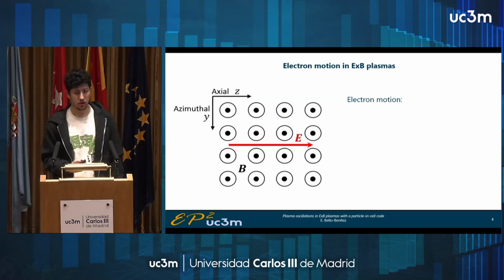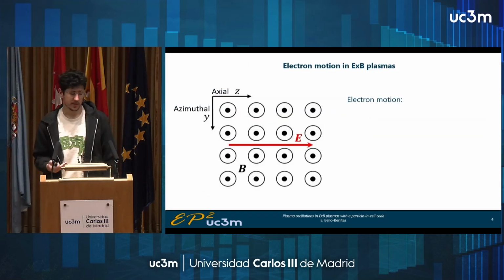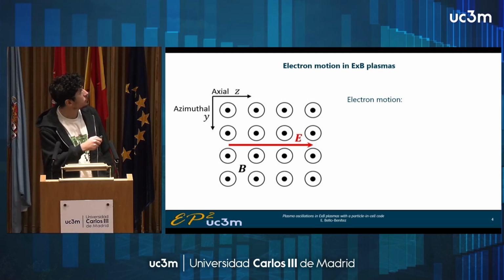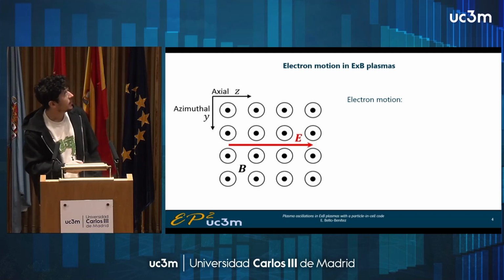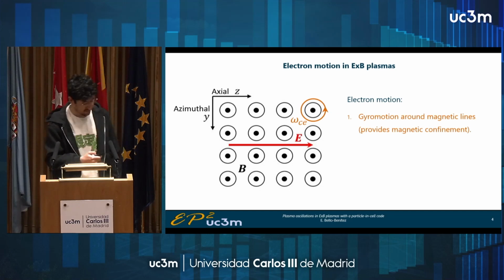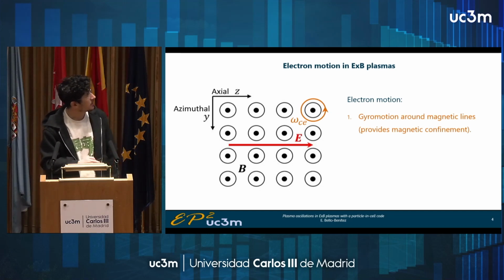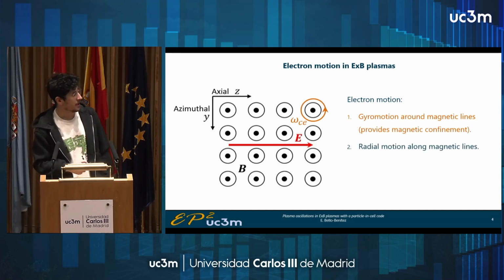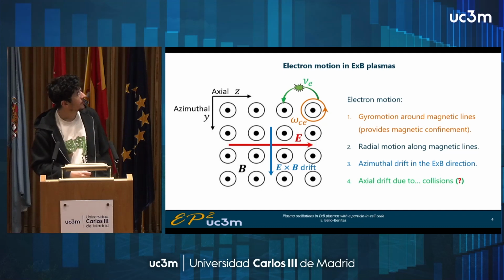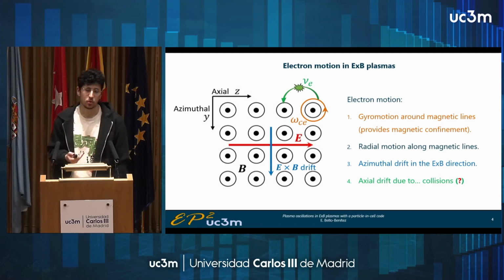okay? And this is not only a problem of Hall effect thrusters, it's a problem of other E cross B plasmas, okay? And in these kinds of plasmas, in which you have mutually perpendicular electric and magnetic fields, we can decompose the electron motion in different contributions. We have the gyro motion around the magnetic lines. We have the motion along the magnetic lines that is almost free. Then we have a drift in the E cross B direction. And then we have a drift in the direction of the electric field that in principle is due to collisions.